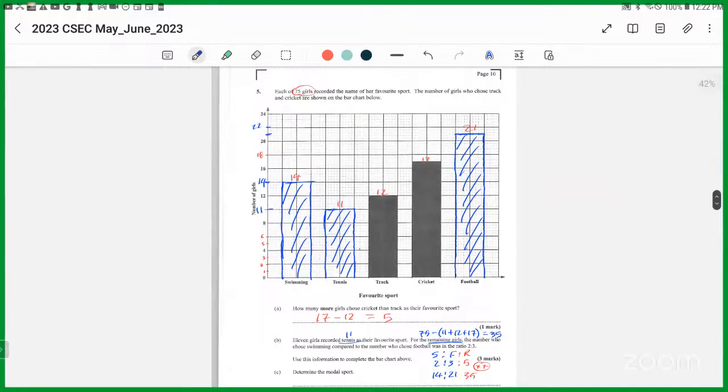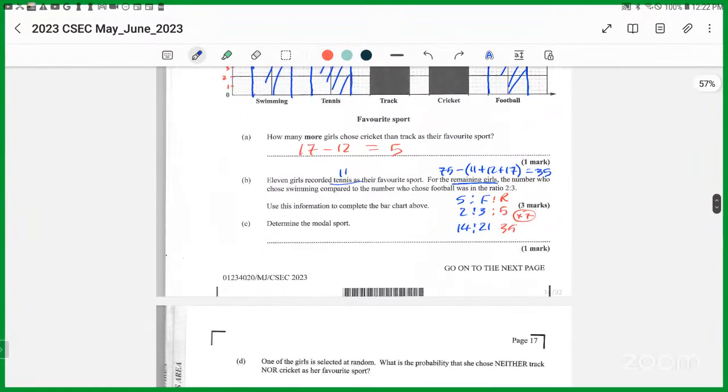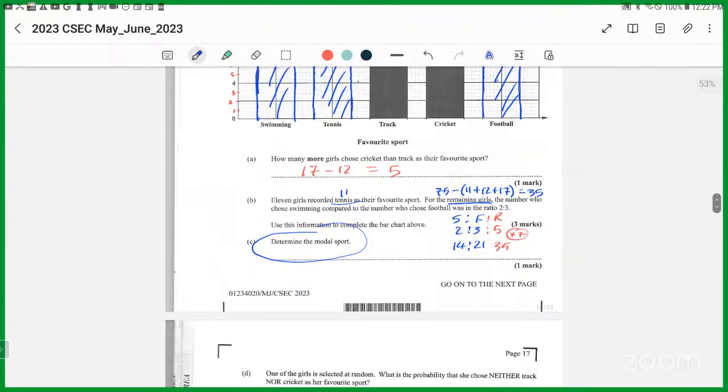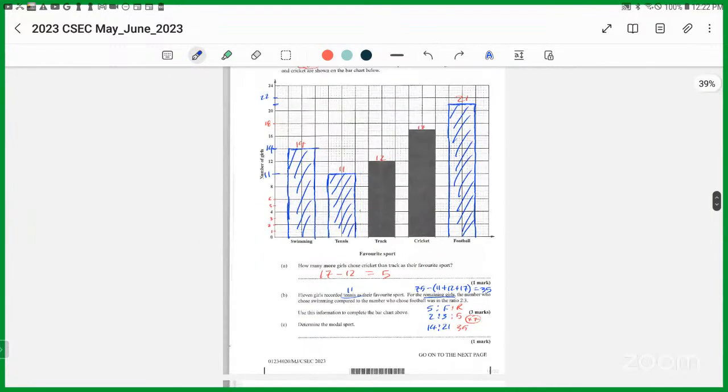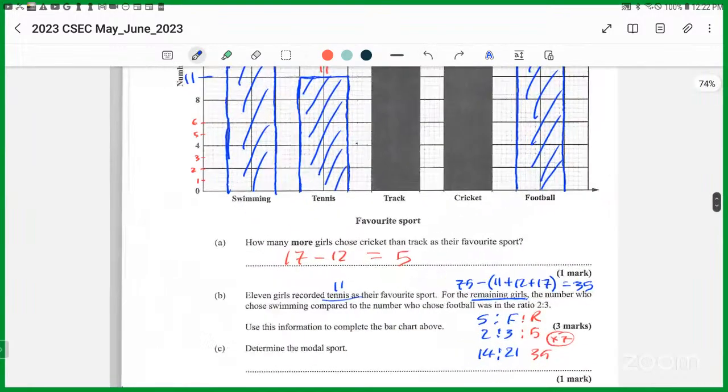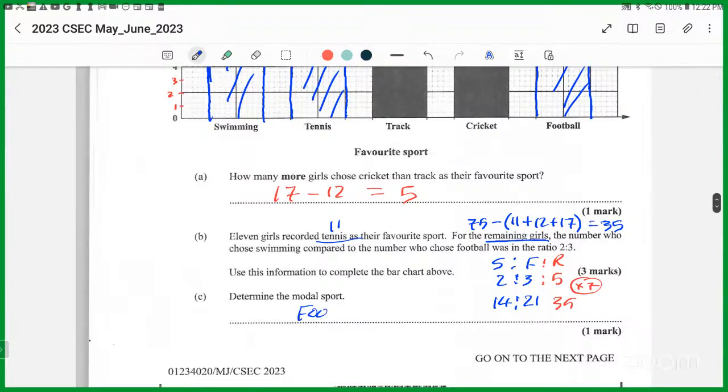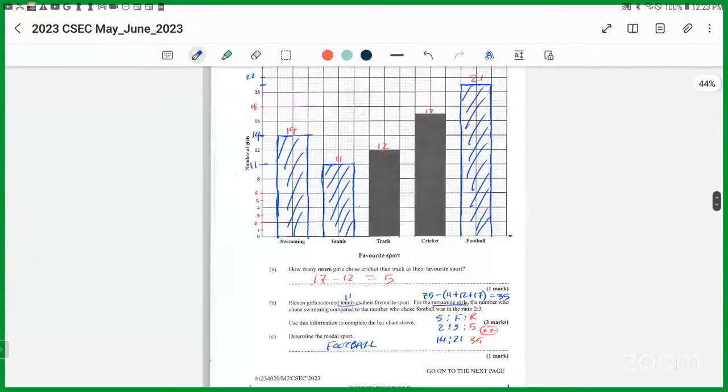Okay with that? And these must add up to 75 girls. Good with that? Yes, sir. All right. Next part now says what determines the modal sport. The modal sport corresponds to the tallest bar, the one with the highest frequency. The modal sport is BAM, football, the one that most girls did. So the modal sport is just football over there. That's it, the one with the highest frequency.